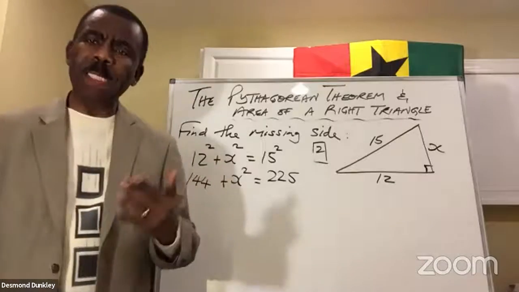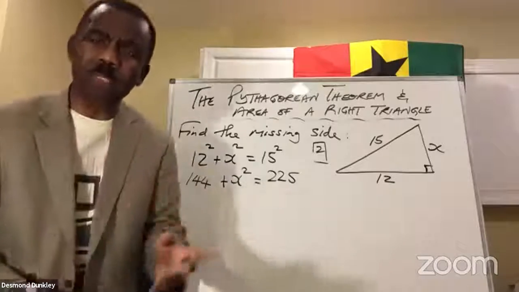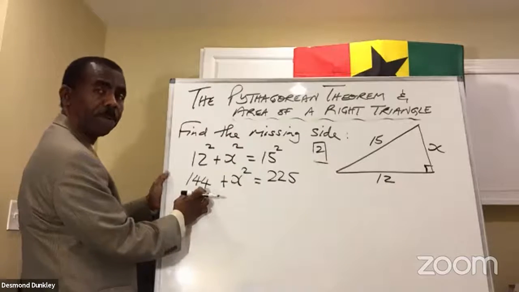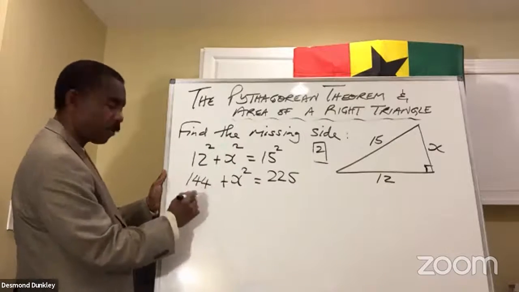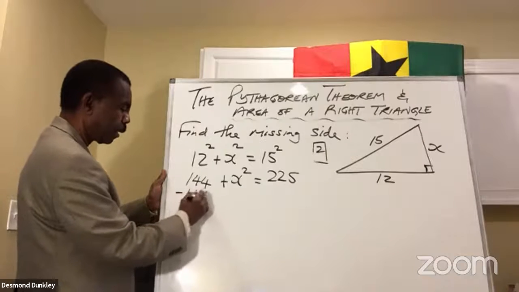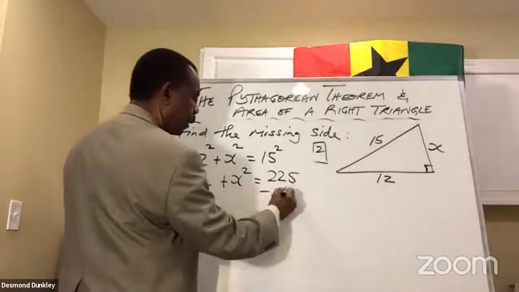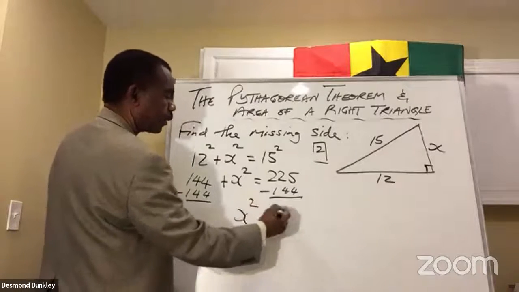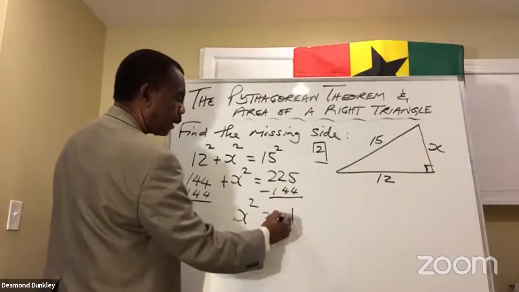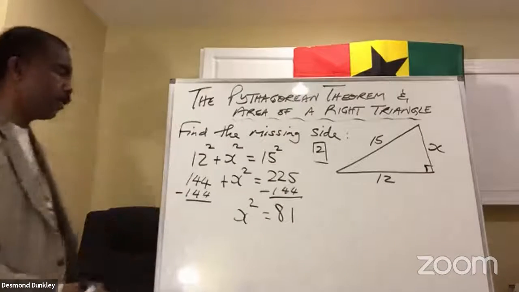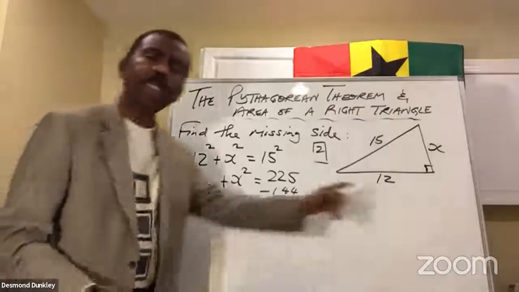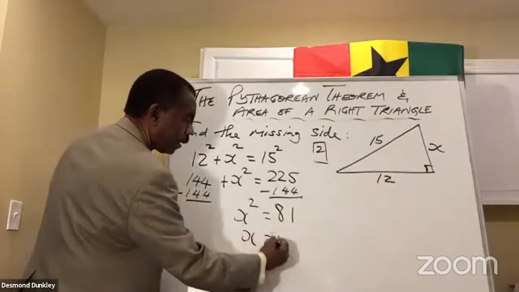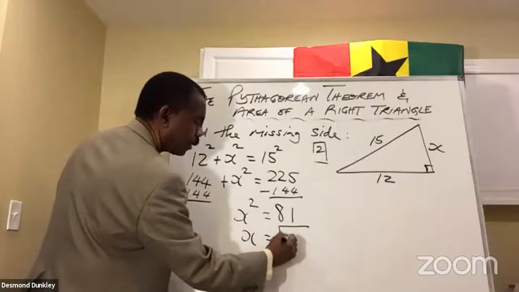So we need to solve, meaning we need to isolate the x. We need to get the x by itself. So we need to get rid of the 144. It's positive 144, so we need to subtract. So now we end up with x squared equal to 81. So if x squared is 81, in order to get x, we need to find the positive root of 81.